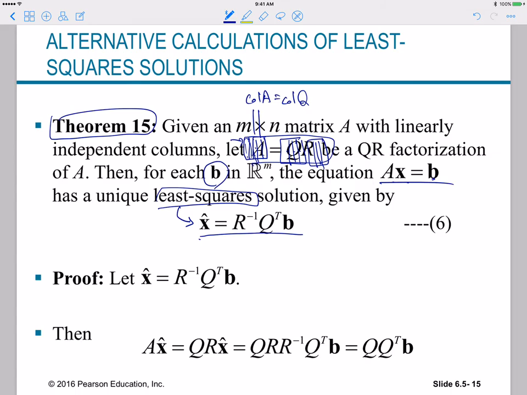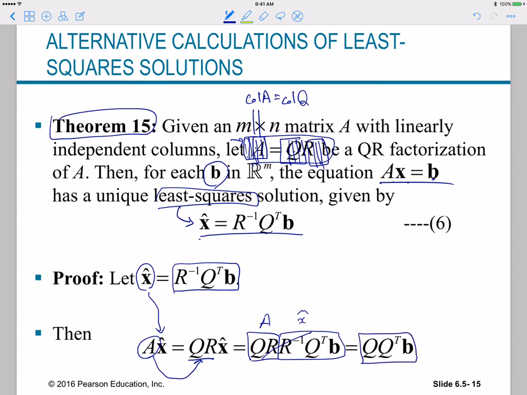Let's see. So suppose x hat is this guy, and we plug that into A x hat, and then A becomes QR, and x hat becomes this guy, and then R R inverse gets cancelled out, and we get Q Q transpose b. Okay, and then what is this guy? As we just saw in the previous example, this one is the orthogonal projection of b onto the column space of A, or the column space of Q, right? And that way we know this guy for sure is this b hat.